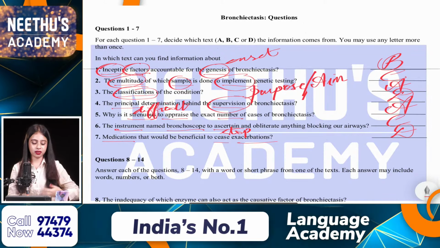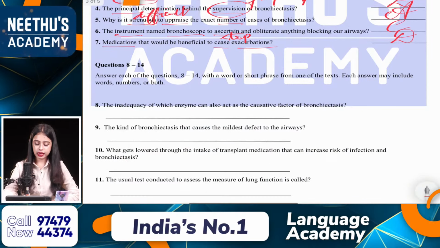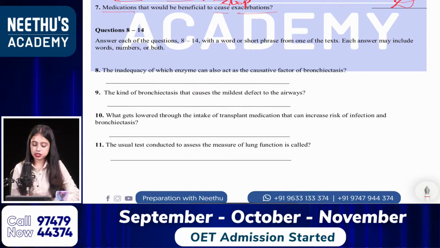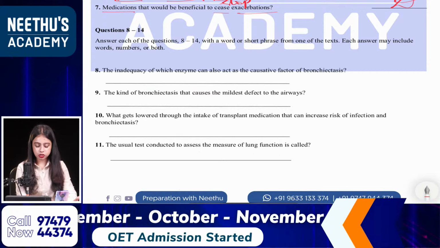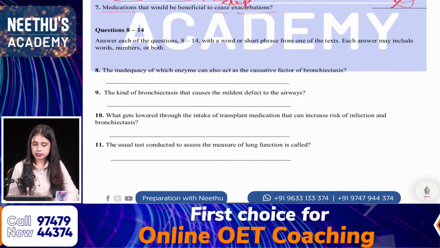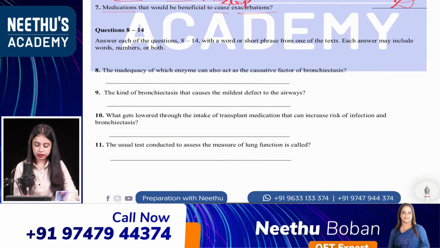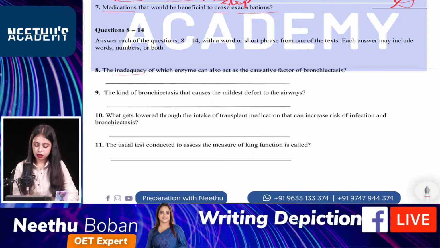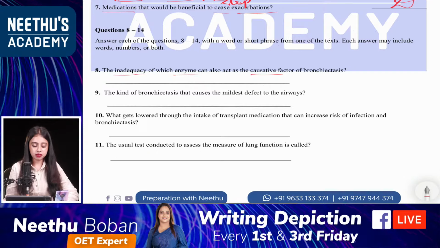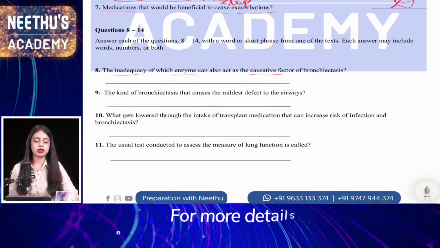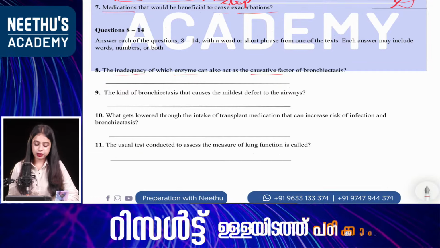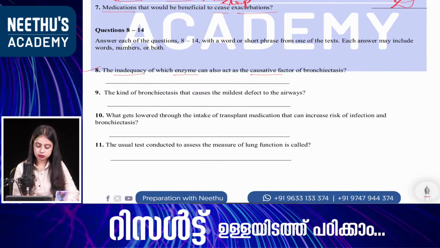Okay. So now 8 to 14. Eighth one: the inadequacy of which enzyme can also act as the causative factor of bronchiolitis. So my keywords: inadequacy, enzyme, causative. Okay, Reshma, you got 7 out of 7. Excellent. So, what about the 8th one?